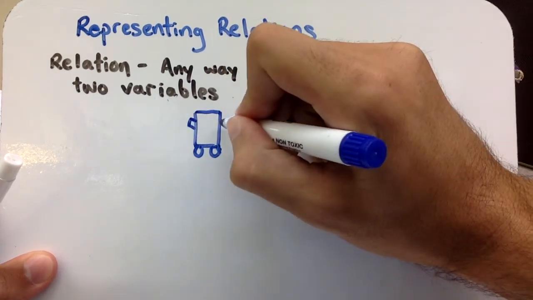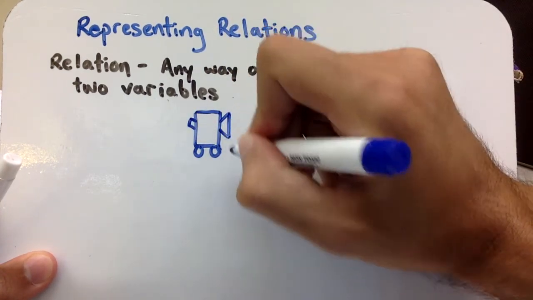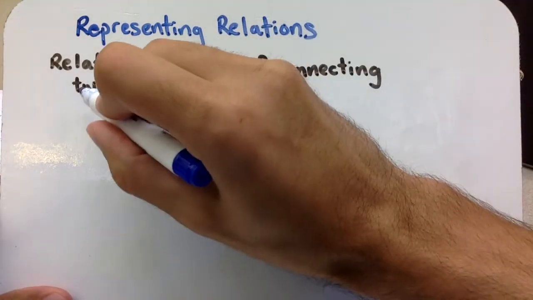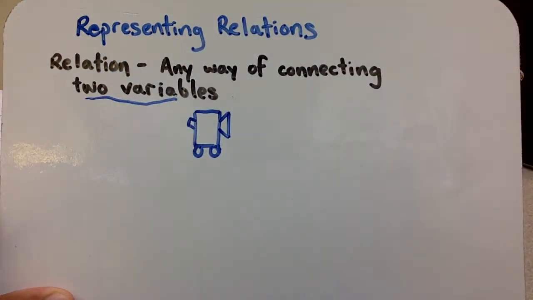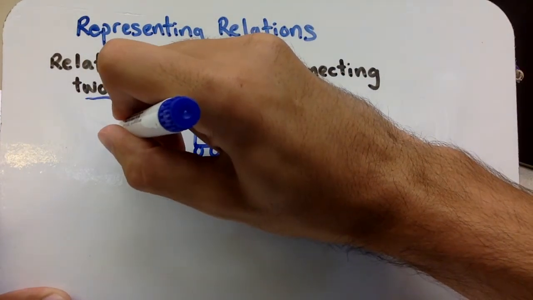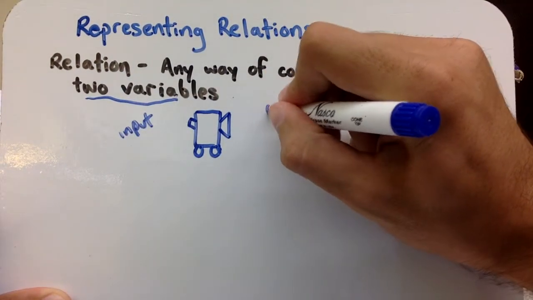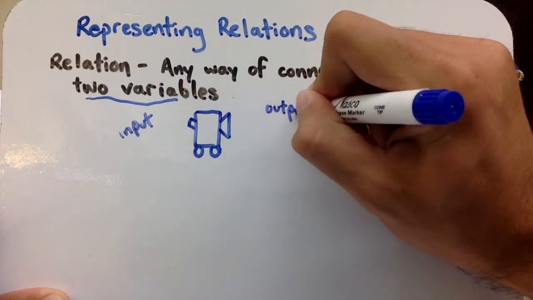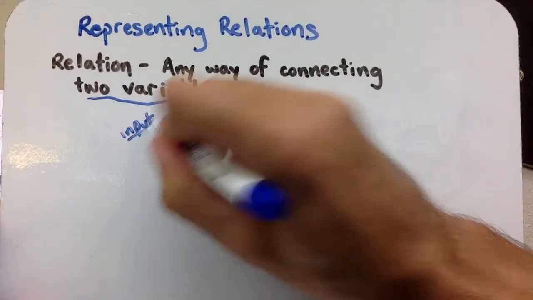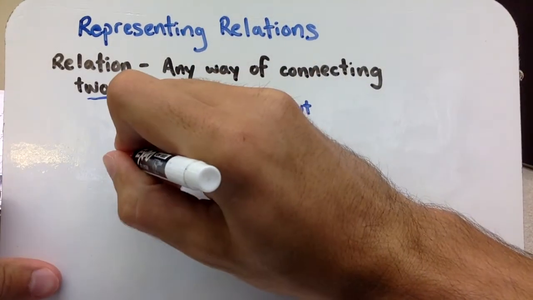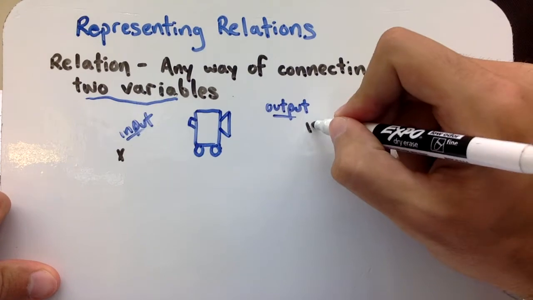The idea of a machine will help you keep straight what's going on with relations, because we see them all year long, this concept right here. When you have a relation, you are connecting two different variables together. So what you usually do is you have your input variable, the one you start with, and your output variable, the one you end with. You are probably already familiar with this, but we usually use the letter x for our input variable, and the letter y for our output variable.